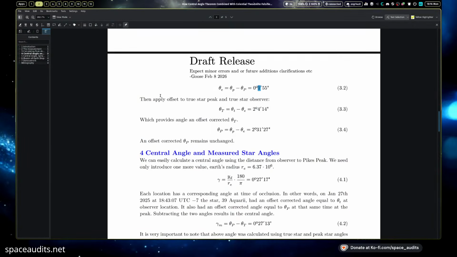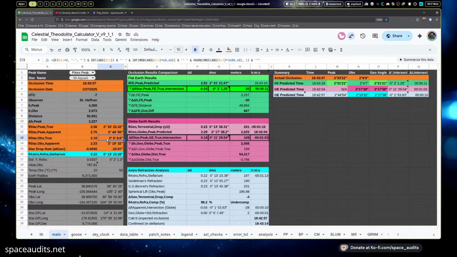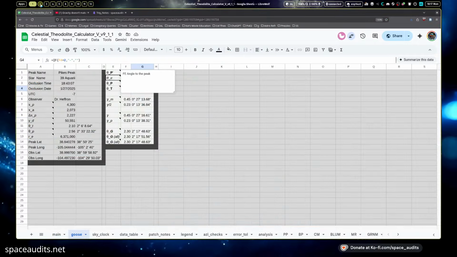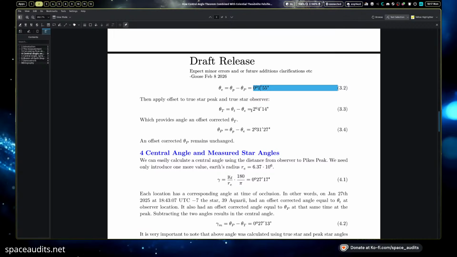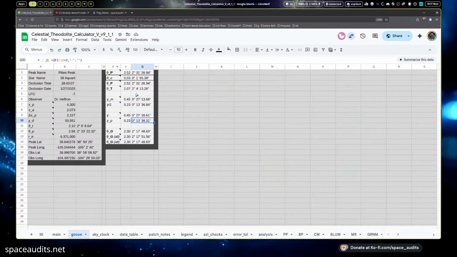Okay. So we've got our offset. We first apply this to the peak, or from the star's true position at the observer. So we take the observer location and we subtract this offset from their location. On the spreadsheet here, the observer location is 206. We're going to subtract that offset, and it's going to come out to be 204. All right, and then we do the same thing for the star's true position at the peak. So that's going to bring it down to exactly what we would predict for flat Earth.